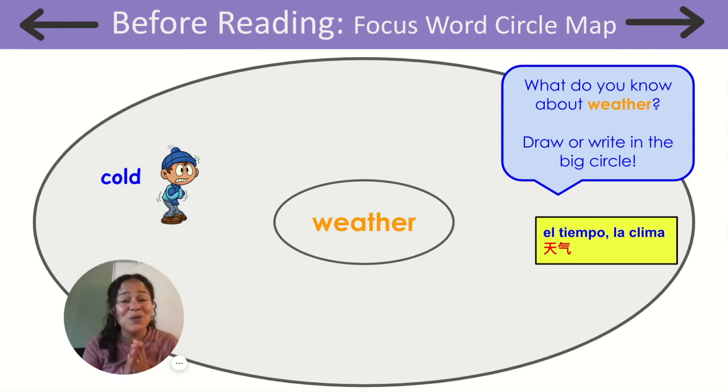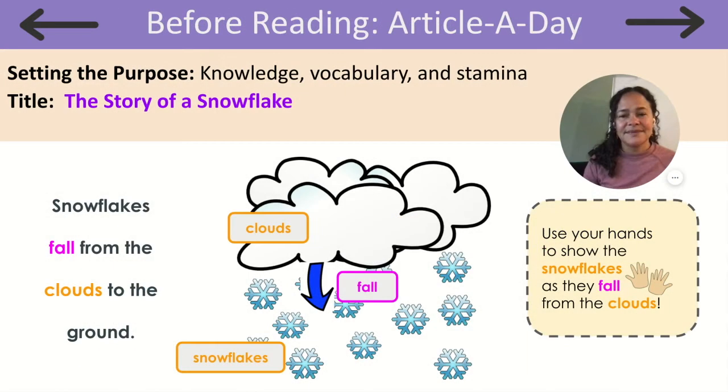Well, how about we get to our article a day and we'll find out more information to put into our circle maps. This week, we will learn all about the different kinds of weather and how we can watch to see what the weather will be like. Today, we will read an article titled, "The Story of a Snowflake."